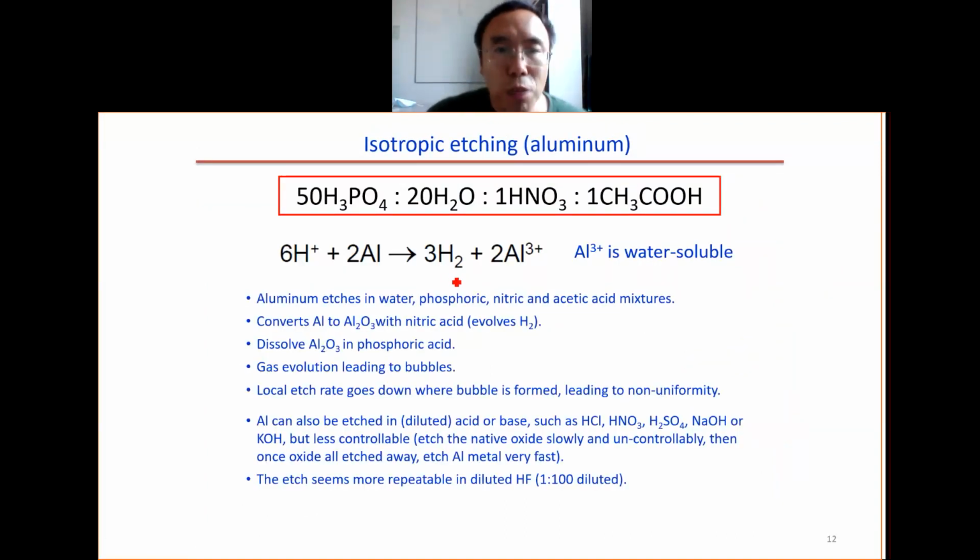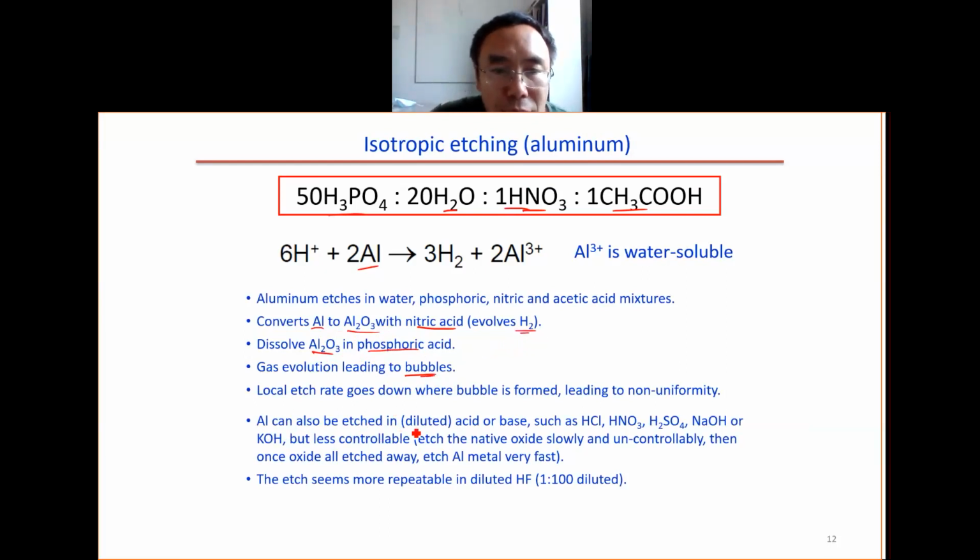For the metal, here we talk about aluminum. Aluminum can be etched away by the mixture of phosphoric acid, water, nitric acid, and acetic acid. First we use nitric acid to convert aluminum into aluminum oxide. Then the aluminum oxide will be etched away by the phosphoric acid. This will generate bubbles. The bubbles are caused by the hydrogen.